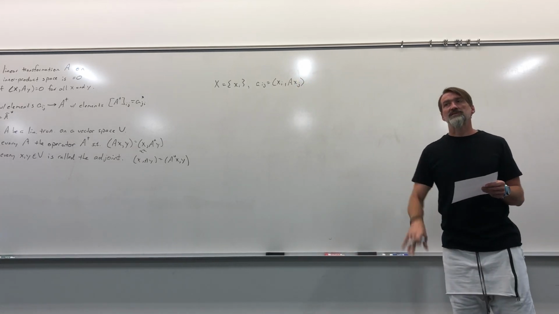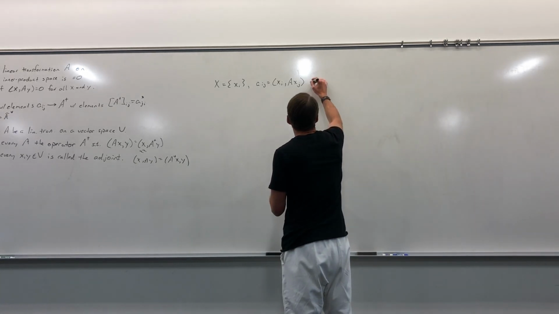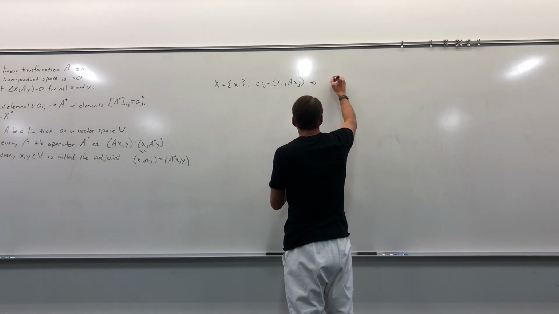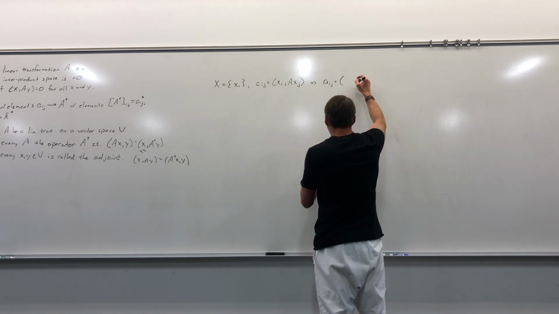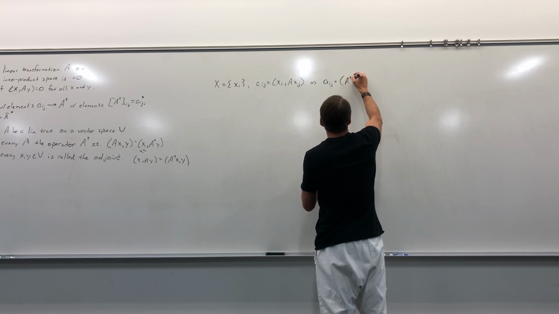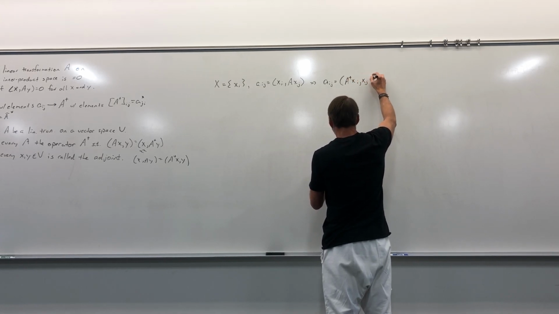This is what we finished the last lecture with. Then what we can argue is that A_ij is, by this definition of an adjoint, inner product of A dagger x_i with x_j.